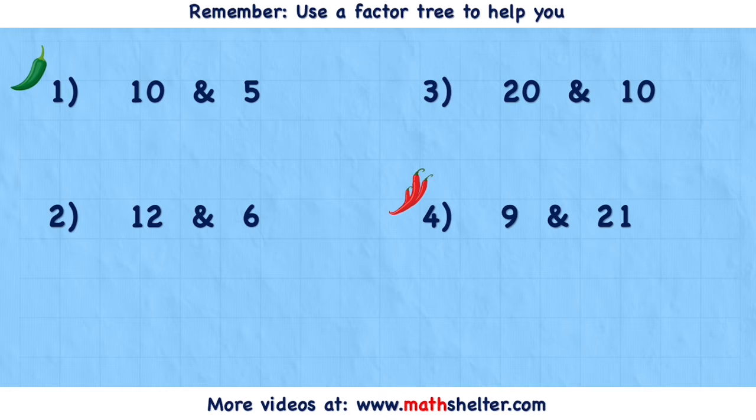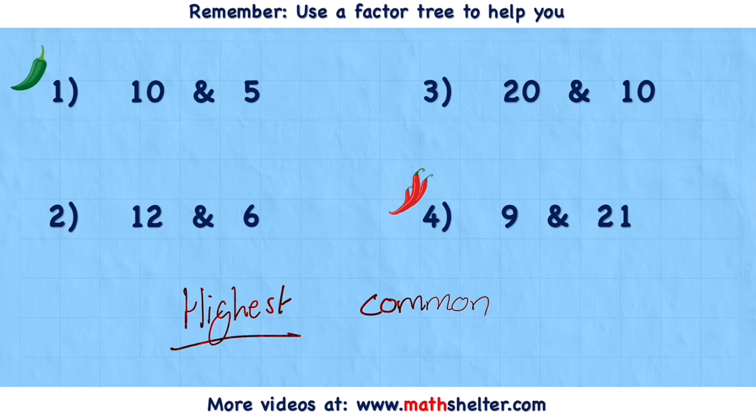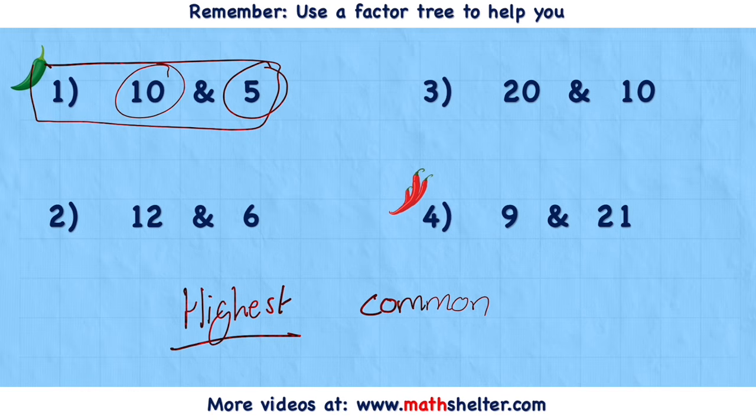Okay, so let's look at what that means. Highest simply means the biggest number. Common means a number that is shared between our two examples. So if we look at question 1, our two numbers are 10 and 5. So we're looking for a number that's used by 10 and 5. And a factor is any number that's used to multiply together to equal our original number, maybe 10. So we're looking for the highest common factor.